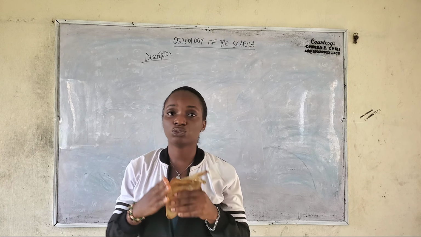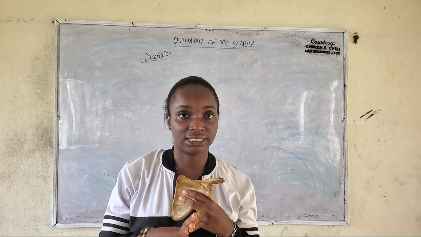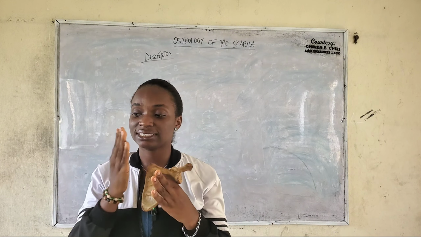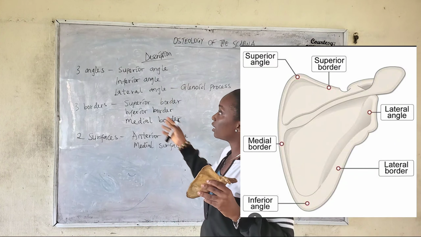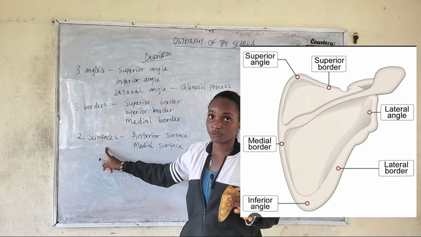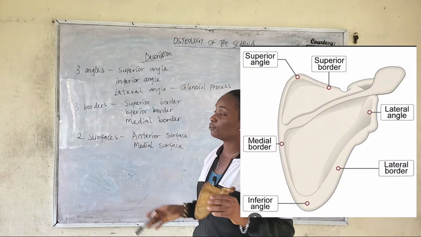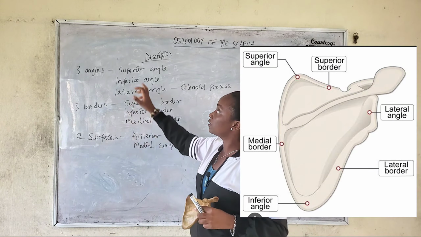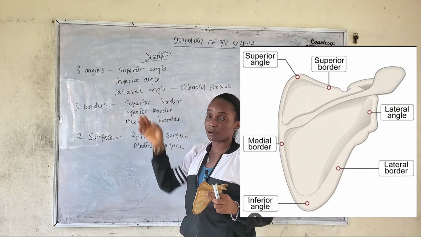We have some important things we should note in this scapula. Scapula has angles and it has borders. It has three angles and it has three borders. We'll talk about that shortly. Now, as you can see, the scapula has three angles, three borders, and two surfaces. I want you to note 3, 3, 2. Three angles, three borders, and two surfaces. Now, it has the superior angle, inferior angle, and lateral angle. Let's talk about each of them.